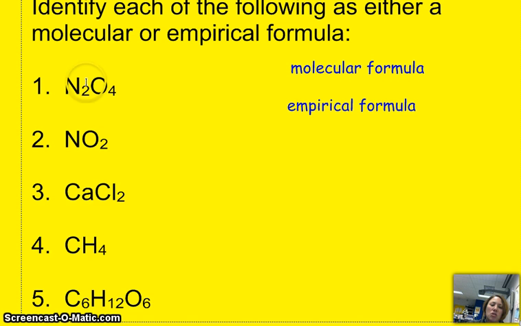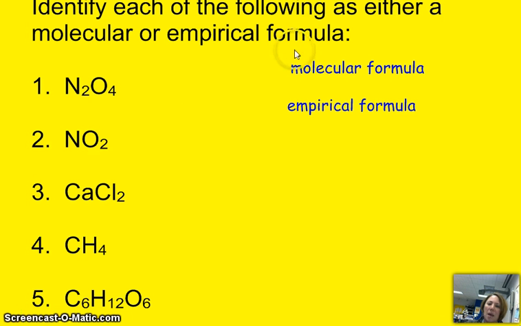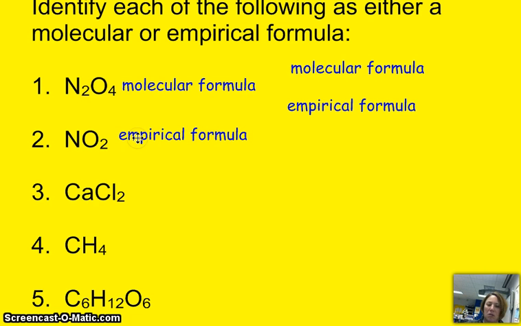Number 1 is N2O4. Are these subscripts divisible by some number other than 1? Yes, of course. They're both divisible by 2. So this formula would be considered a molecular formula because it is not in simplest terms. This must be a molecular formula. Okay? NO2, are those subscripts in lowest terms? Yes, because the subscript for nitrogen is a 1. So number 2 is an empirical formula. The subscripts are reduced as much as possible.